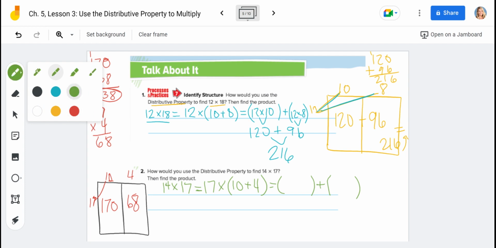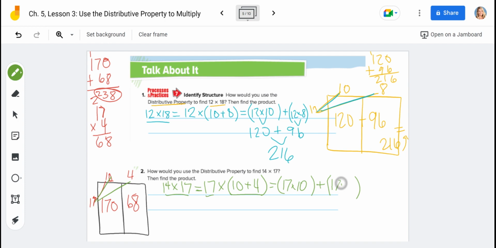So let's go plug this in. 14 times 17. I kept my 17 the same. I decomposed my 14 into 10 plus 4. The first thing I multiplied was 17 times 10. The second thing I multiplied was 17 times 4. Whenever I multiplied here, I got 170. Whenever I multiplied here, I got 68. And then whenever I added these together, 238. What's my answer?